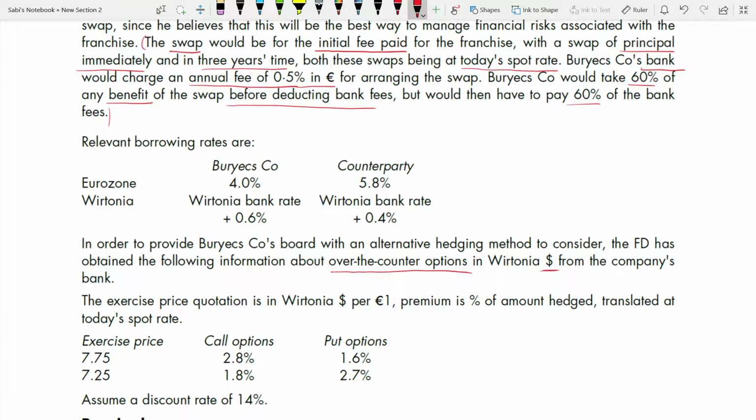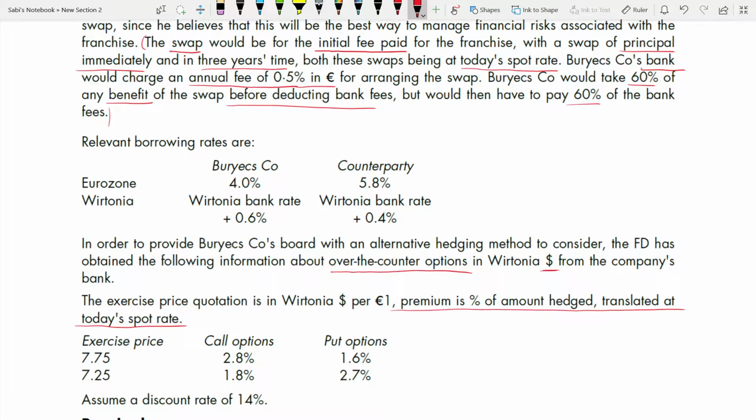Dollar is possible here. So the exercise price quotation is in Vertonia dollar per €1 premium. Now here premium is not given to you in a table form, which usually is given to you. Like here the premium you have to calculate. How you have to calculate it is given to you. Premium is percentage of amount hedged translated at today's spot rate.